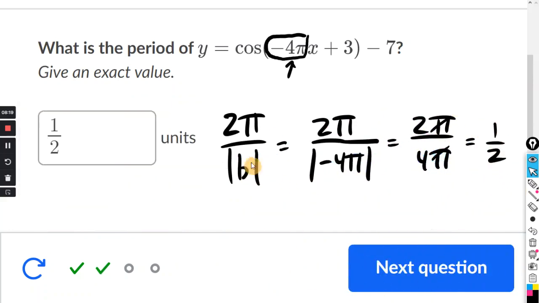If you happen to get one with a fraction, just remember to use keep, change, flip. You keep the numerator, you change division to multiplication, and you flip, or take the reciprocal of, the denominator. That's if this number happens to be a fraction.